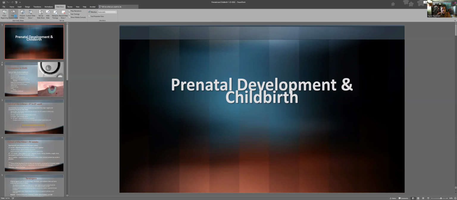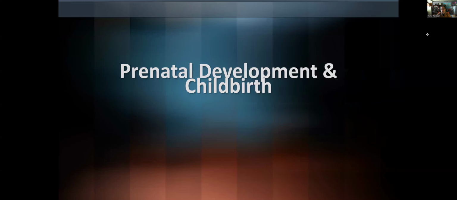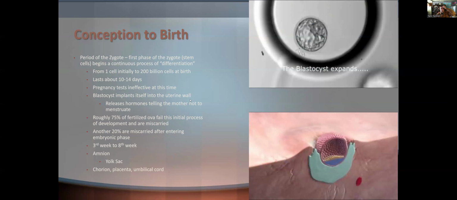We're going to talk about prenatal development and childbirth. This is an important thing to consider that can have lifelong consequences if there are pathological conditions that exist in and during development. So, thinking about this, we need to go over the stages of birth.